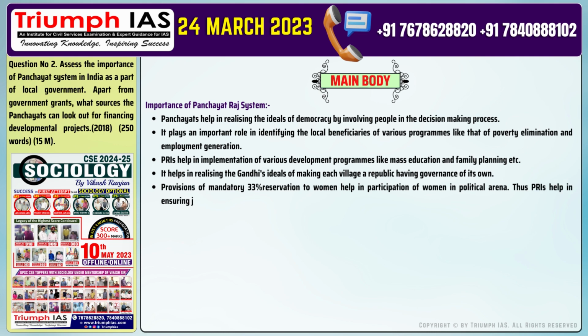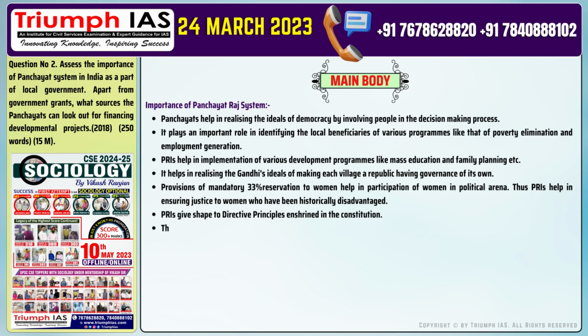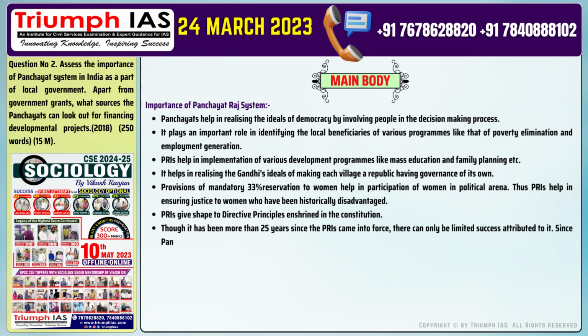Thus, PRIs help in ensuring justice to women who have been historically disadvantaged. Number 6. PRIs give shape to directive principles enshrined in the Constitution. Number 7. Though it has been more than 25 years since the PRIs came into force, there can only be limited success attributed to it.